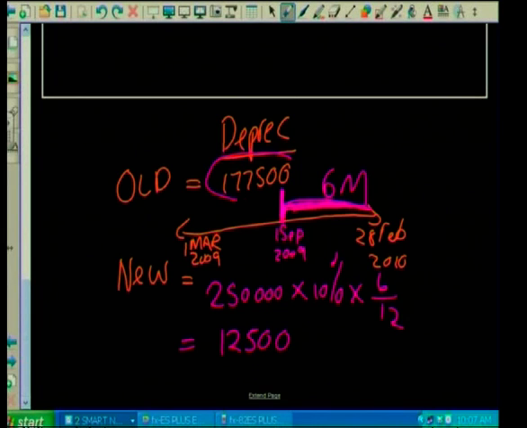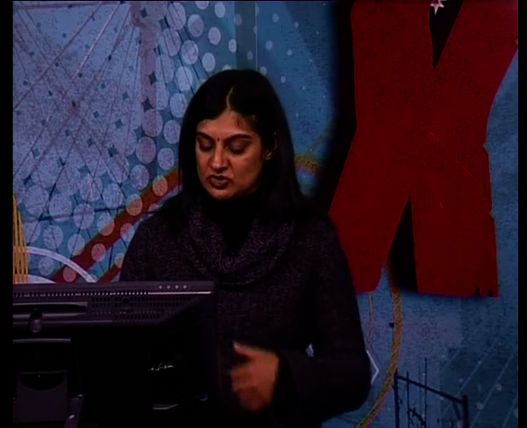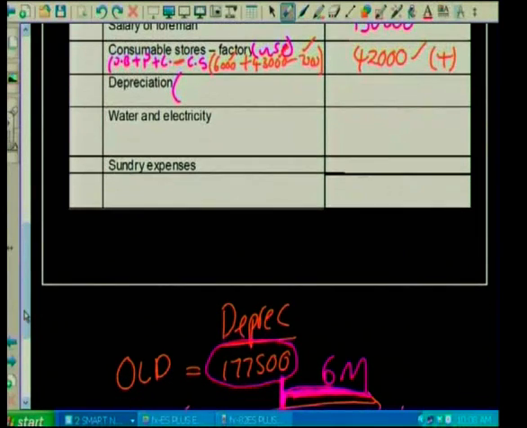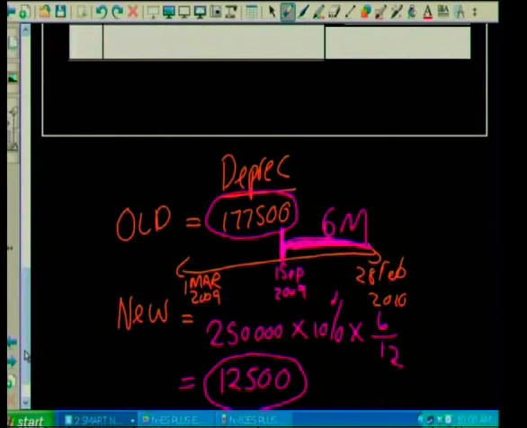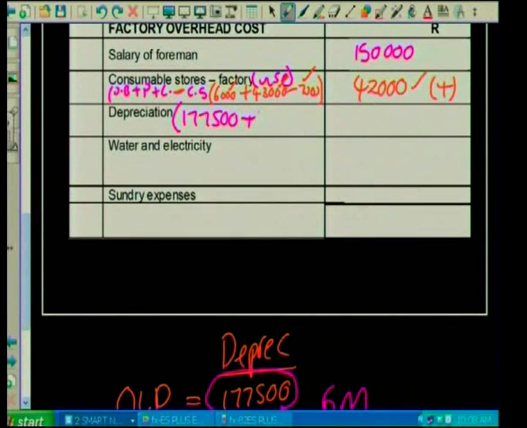Right, guys, so there's our depreciation. Remember, try and show your calculations in brackets. I'm going to use this amount, 177,500, and I'm going to add my 12,500. You guys have done this a million times, I'm sure, when you did an income statement, so I really don't want to spend too much time on this. So let's go to depreciation, open brackets. We are adding 177,500 plus my 12,500.